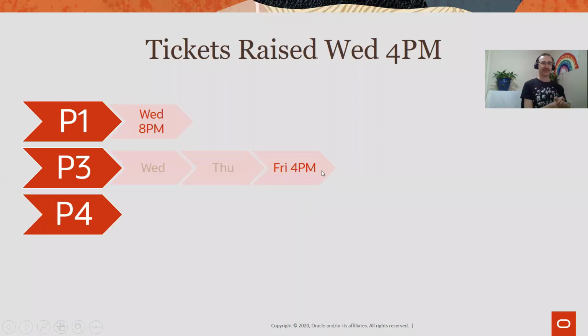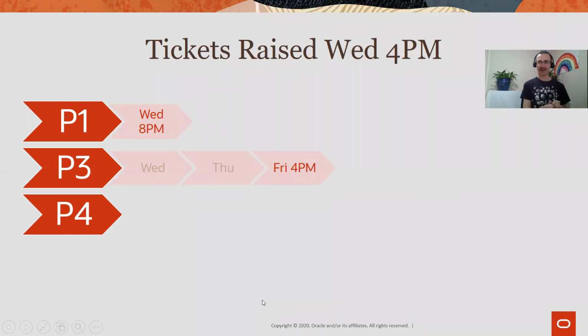What about a priority 4 ticket that is raised on 4 p.m. on a Wednesday? Who wants to take a guess on which date and time this is going to breach? So priority 4 is 44 hours, 4 working days. What will be the breach date for this ticket? Put your suggestions in on when that is going to be closed, or when you think the breach date for that will be. So we've got a guess here from Siva, Tuesday, 4 p.m.